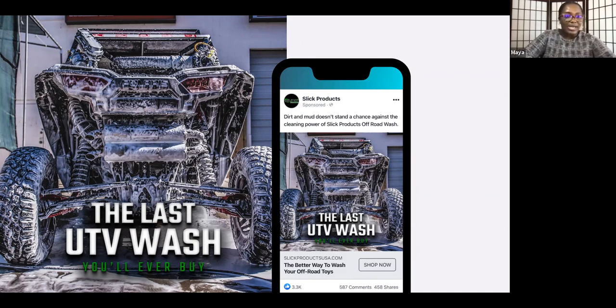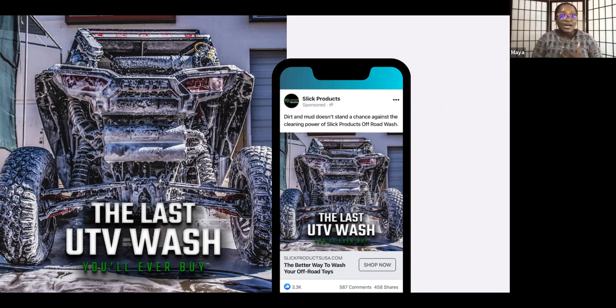This car, the way it looks, the way it's edited. This is a specific group of people. And so Facebook is serving it to a very narrow audience that, once it's learned some, is going to convert on this ad. And then it tells the audience exactly what they want to hear. And it's quick. The last UTV wash you'll ever buy. Why? I'm wondering. I'm going to click into it. And if you were to create a video about this, I would say go into some of the details as to what makes it the last UTV wash you'll ever buy.